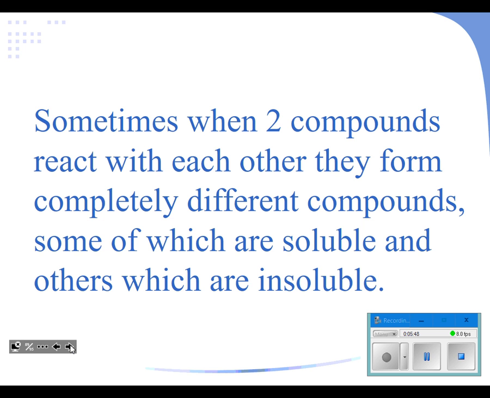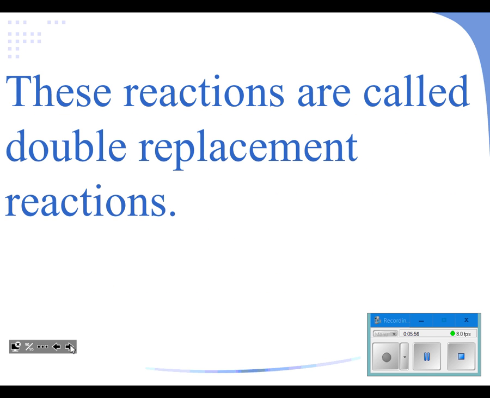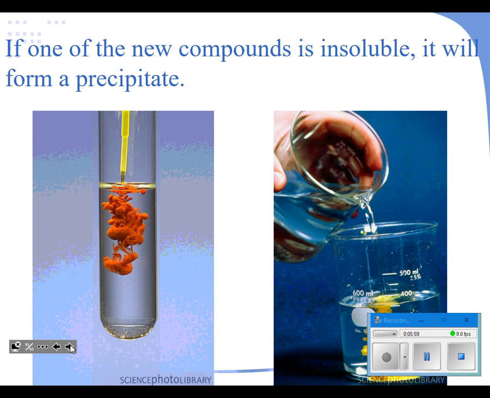Sometimes when two compounds react with each other, they form completely different compounds, and some of which are soluble and others are insoluble. And that's, like I said, these reactions are double replacement reactions, and that's how we end up with one being a precipitate and the other being an aqueous solution. All right, we did these actual double replacement reactions in class and in demos on videos with remote. When we learned about reactions and double replacement reactions, we also did it at the very beginning of the year to prove when a chemical change had happened.